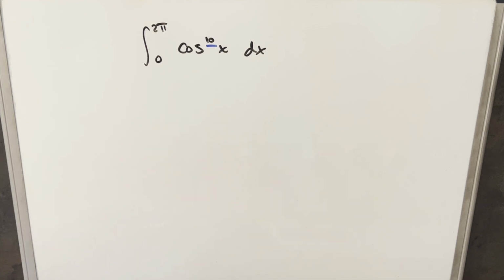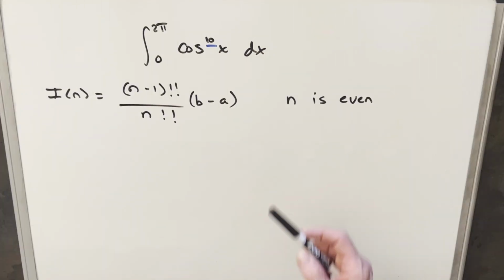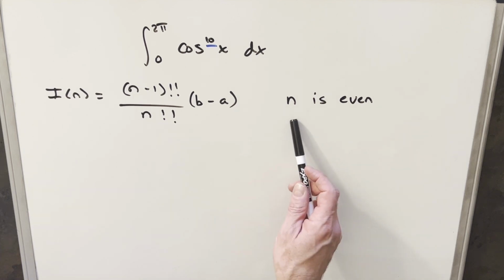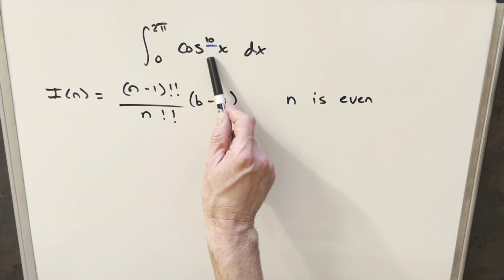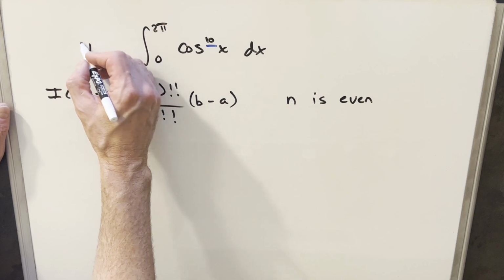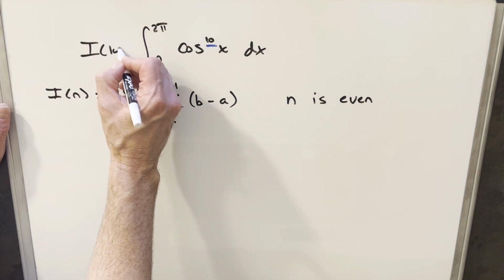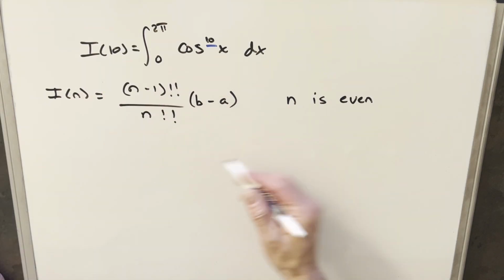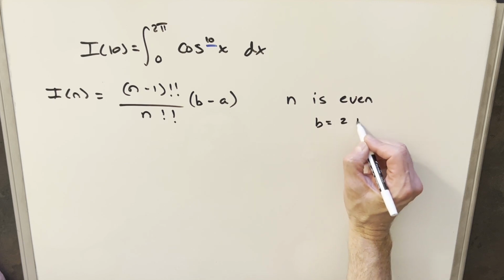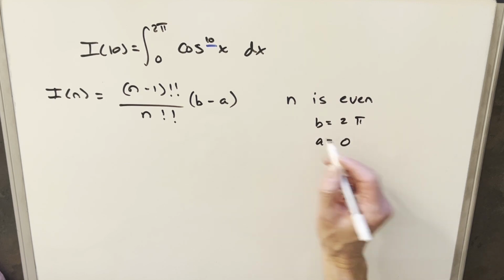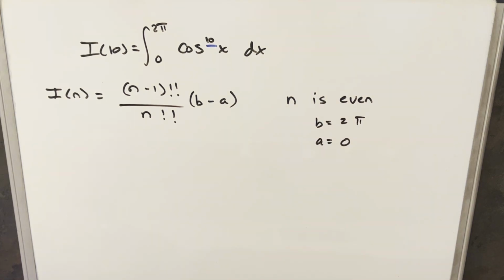So what I wanted to do instead here is go back to a formula that I derived in a previous video on cosine to the n of x. Now we have our formula here on the board, and this only works when n is even, but we've got 10 as our exponent, n. I can write my original integral as I of 10. And then our b and a is just the boundary, so our b value is going to be 2 pi here, and our a value is just going to be 0. So now what I can do is just go ahead and use this formula and start plugging in.